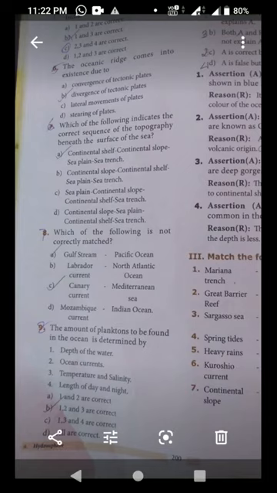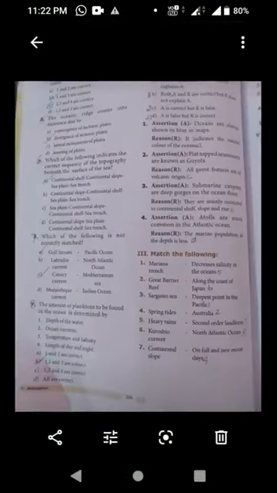Next, eighth question, the amount of plankton to be found in the ocean is determined by dash. That is option B. B is the correct answer. 1, 2 and 3 are correct: depth of the water, ocean current, temperature and salinity. Okay.